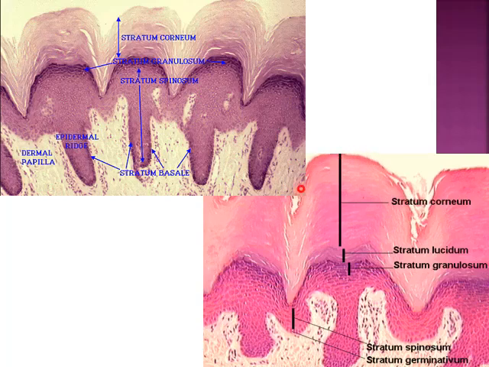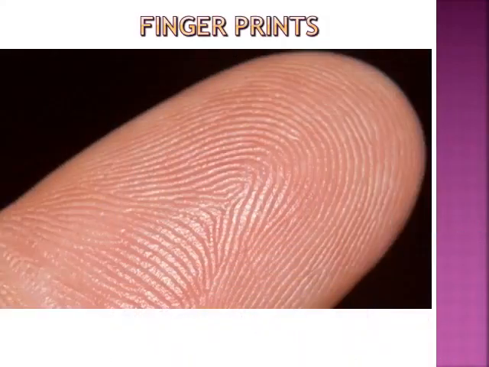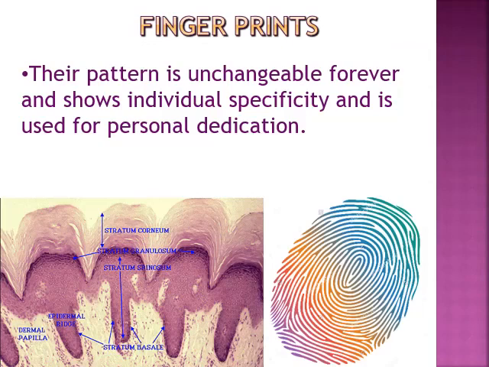As you see here, the epidermal downward projection and the dermal upward projection result in the formation of ridges, reflected on the surface of the skin by irregularity, as we see here and here also. There is irregularity on the surface of the thick skin, which leads to the formation of fingerprints, which are distinctive to each individual of us. So we can say that fingerprints are a pattern which is unchangeable forever and show individual specificity, and they are also used, as all of us know, for personal identification.